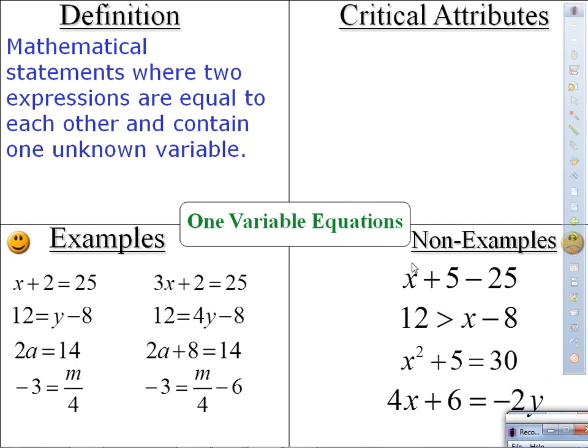All right, talk it over with your neighbor. Let me know why each of these is not a one variable equation. Go.